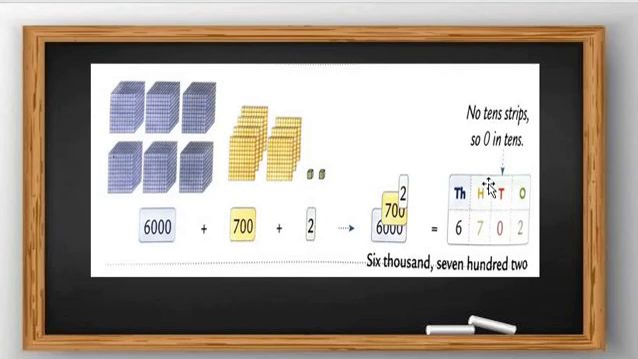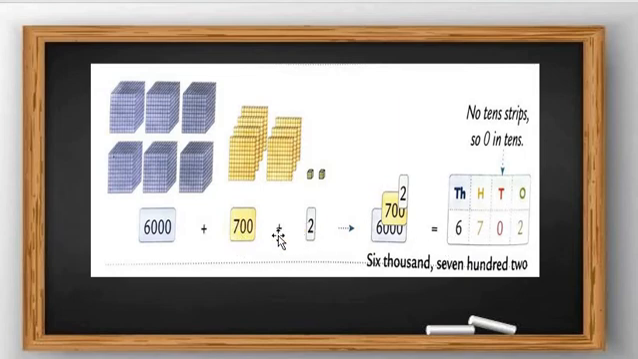Okay, so now one by one we put all the places. First of all, our thousands place. So how many thousands are here? 6,000. So the first digit of 6,000 is 6. We are putting it as it is, 6.